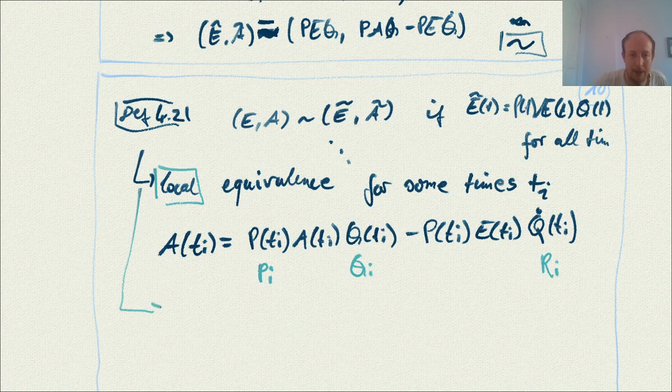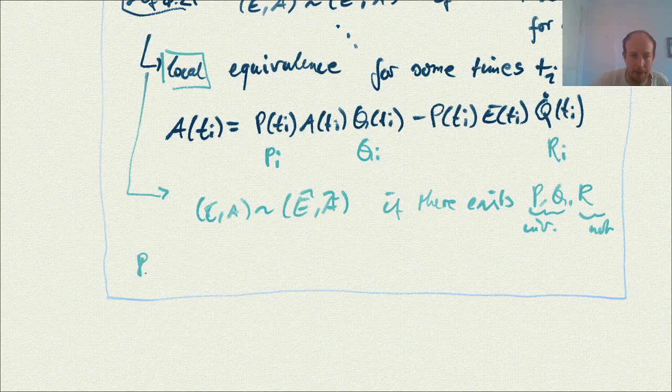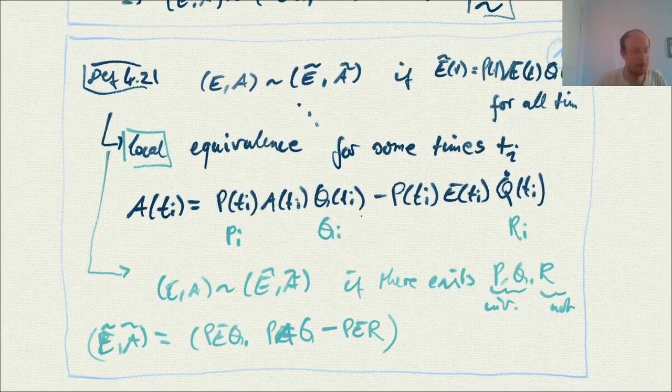So the definition basically says EA is equivalent to E tilde A tilde if there exist P, Q, R. P and Q should be invertible, R not necessarily, so that E tilde A tilde is P E Q, P A Q minus P E R. Okay, so these are the basic notations that we will need.